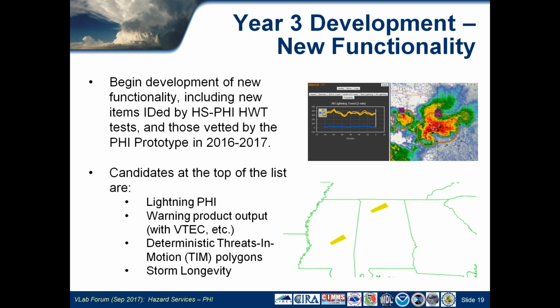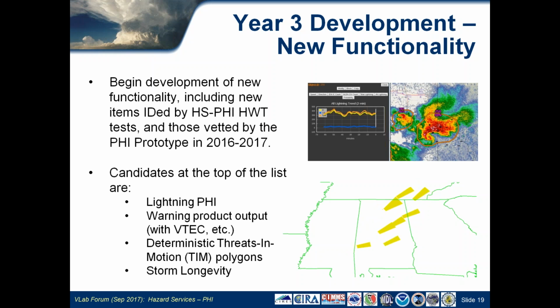Okay. Next, for you, Greg. Yeah, so in year 3, once we've completed developing all the 2015 prototype functionality, we're going to start identifying some of the new functionality that's been incorporated in the prototype since 2015. And there's a lot there. Right now the candidates at the top of the list include adding PHI objects for cloud-to-ground lightning prediction.